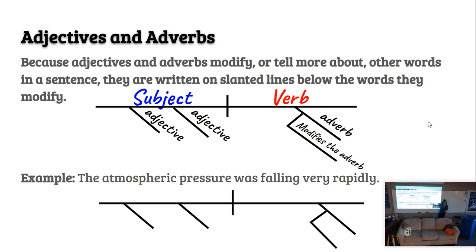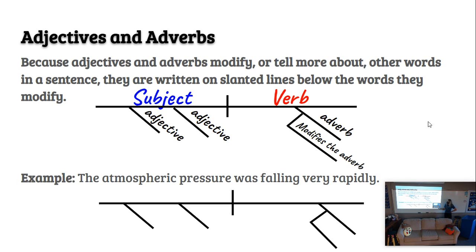Whatever the word's arrow is pointing to, that's the word you're going to diagram it underneath. Okay, so I'm going to say that again. Whatever the word's arrow is pointing to, that's the word you're going to diagram it underneath. So rapidly is going to go underneath was falling. Very is going to go under rapidly. The and atmospheric are going to go under pressure. Under pressure, ding, ding, ding, ding, ding, ding.